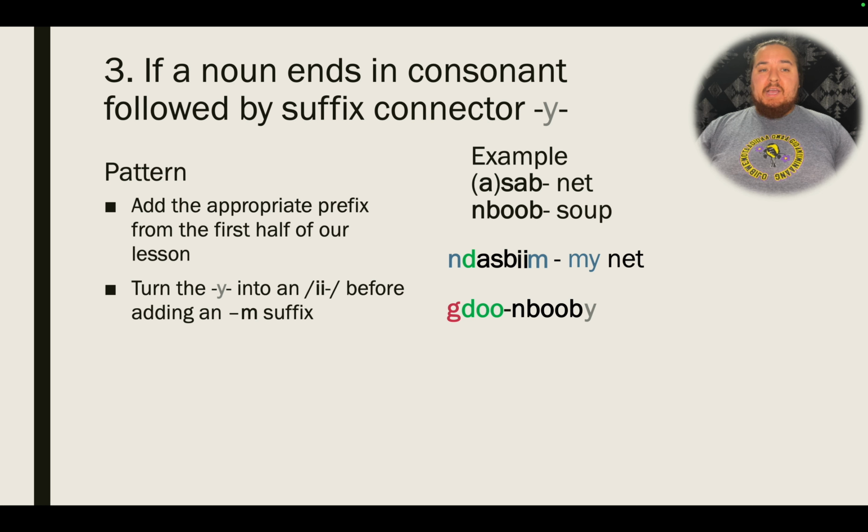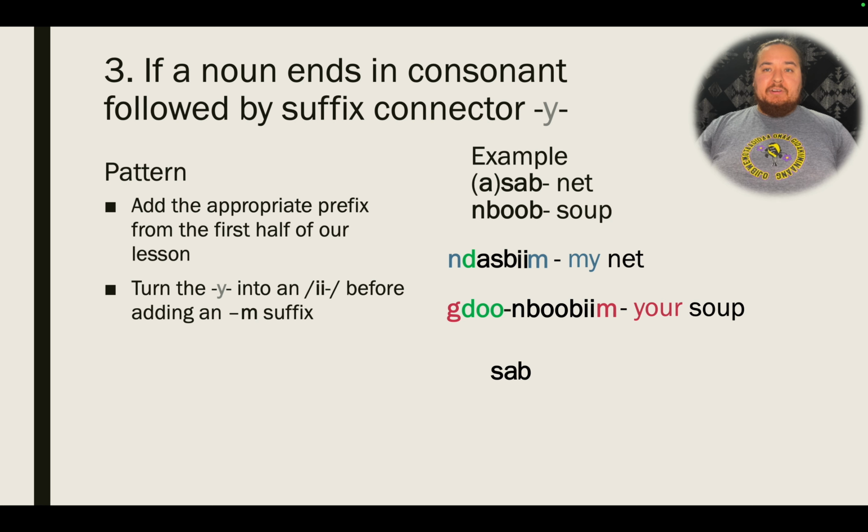Next, we're going to use our Y suffix connector, and when we add the suffix M, we'll change the Y and the I to double I. So, gedon bo beam for your soup. So that's how we go from in bob to gedon bo beam for your soup.